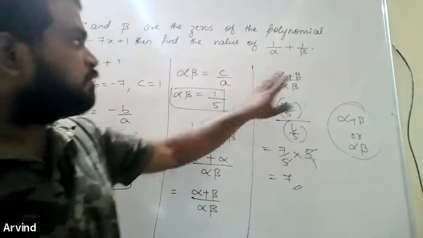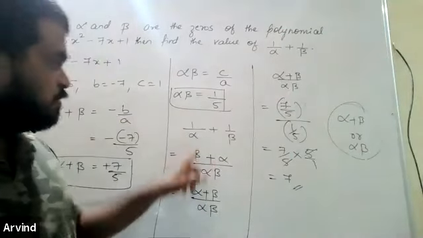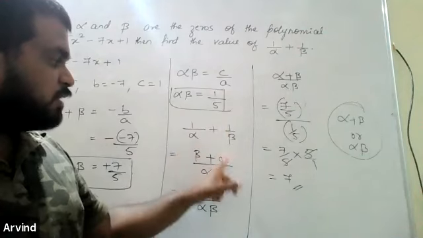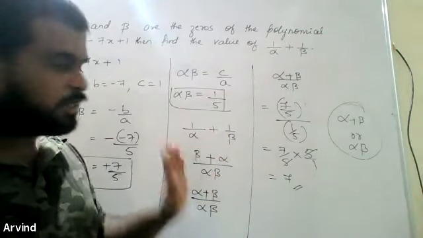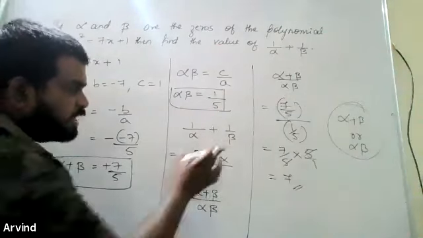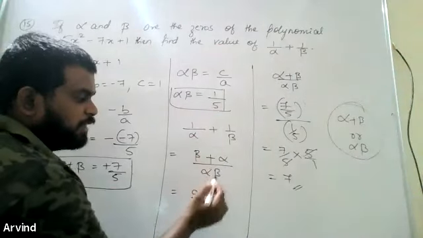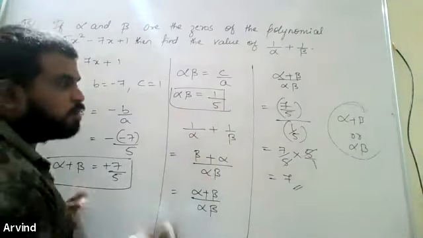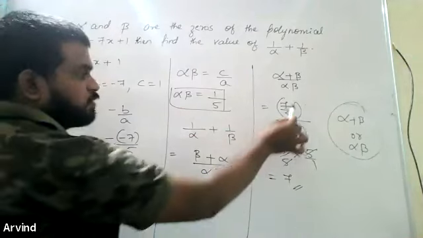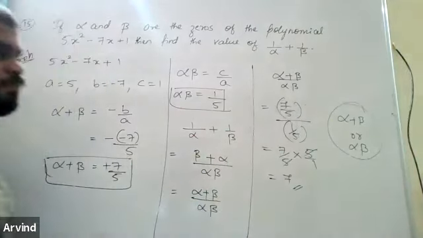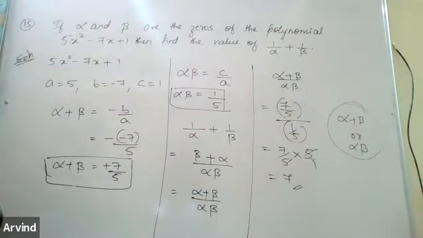So I have taken the LCM. How did I take the LCM here? Alpha into beta is alpha beta, plus beta into 1 is beta, alpha into 1 is alpha. So here I have just taken the LCM. I didn't do anything else. Now our question has been converted into the form of alpha plus beta and alpha beta. If we do it that way, it becomes easy to solve. What is alpha plus beta? 7/5. What is alpha into beta? 1/5. Solve it, you are getting 7. Is it clear now? Yes, sir.